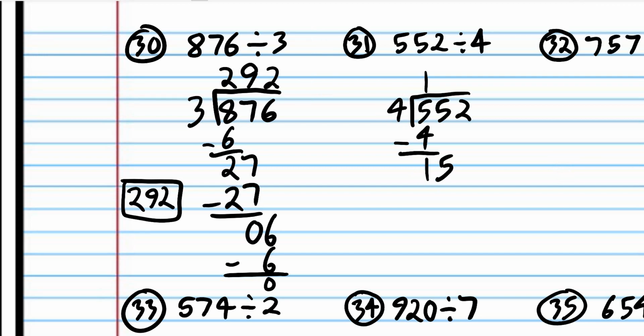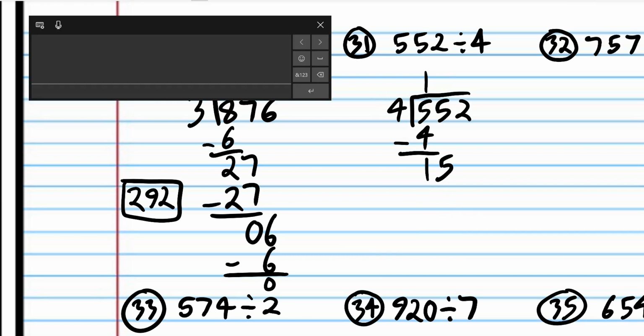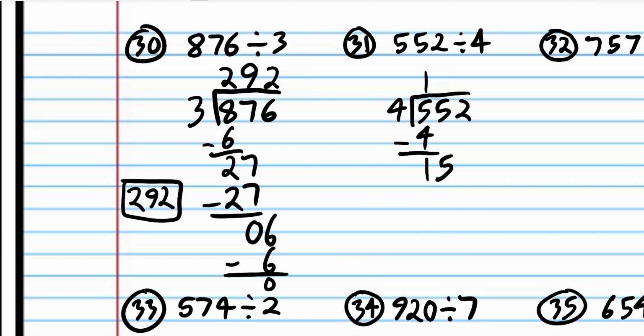All right, so now we start the second cycle. How many times is 4 going into 15? Well, I know my multiplication facts, so I know 4 times 3 is 12. 4 times 4 is 16. That's too big. If we did 4 times 2, which is 8, the remainder would be 7. 7 is bigger than 4, so that can't be correct. So 4 goes in more than 2 times.